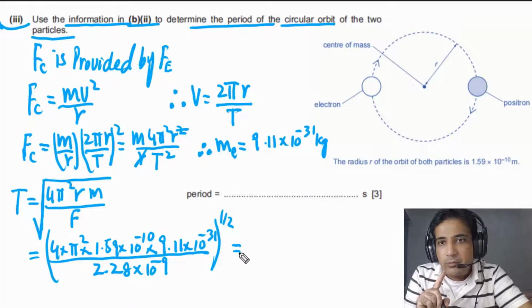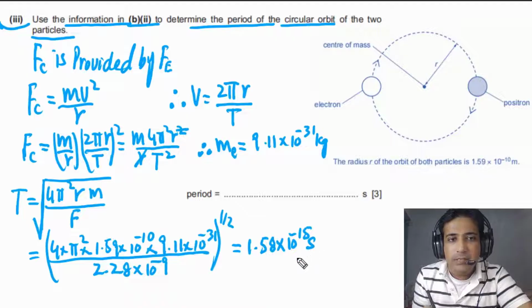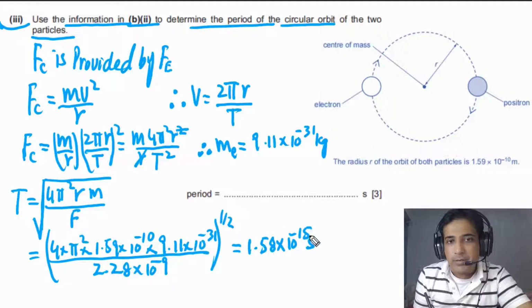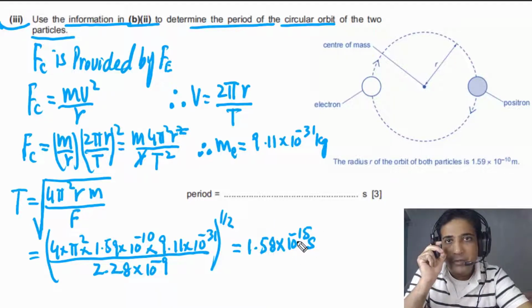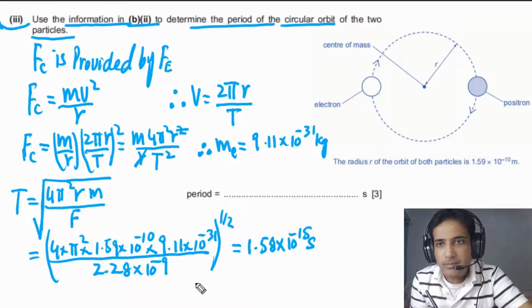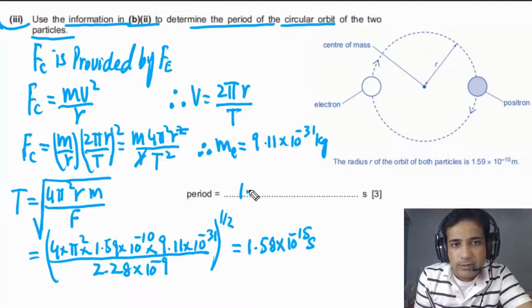In this case, the time period will be equal to 1.58 times 10 to the minus 15 seconds. Very fast. It means the electron and positron will be moving very fast. You can see the time period is very short, so they are moving at very high speeds. So this is how we can calculate the time period. Our final answer for this question is 1.58 times 10 to the minus 15 seconds.